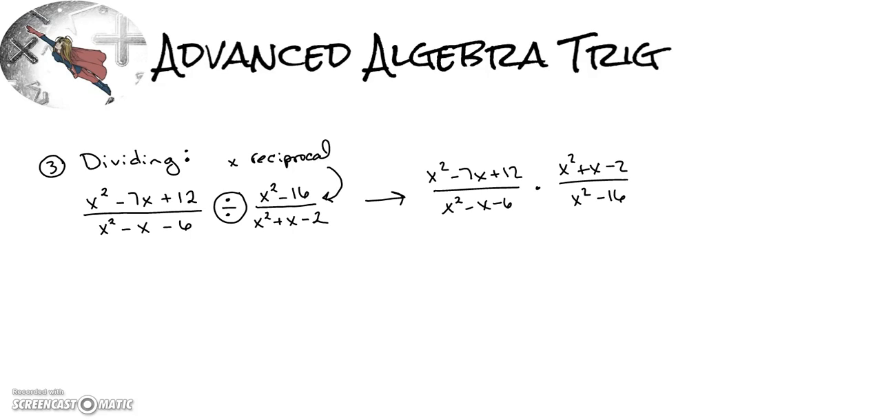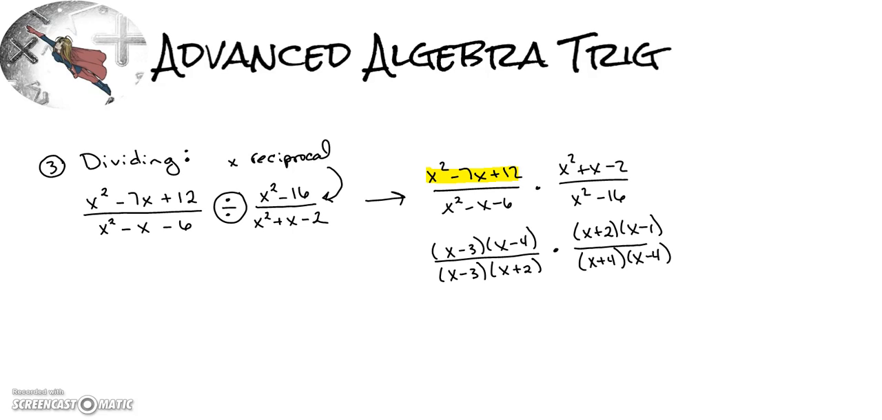Okay, and now we just factor everything we can. From this part, I'm doing this first, that's going to be x minus 3 times x minus 4. And then under that, that's going to factor into x minus 3 times x plus 2, times, then this top part will be x plus 2 times x minus 1. And then the bottom of that one is x plus 4 times x minus 4.